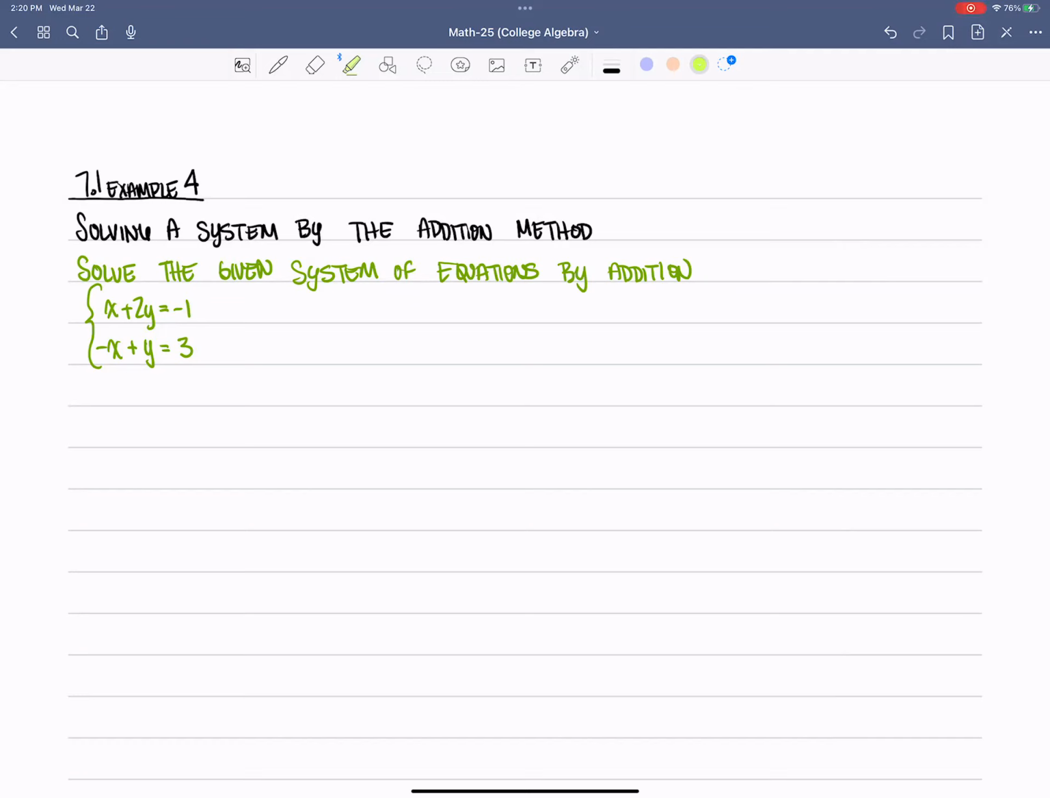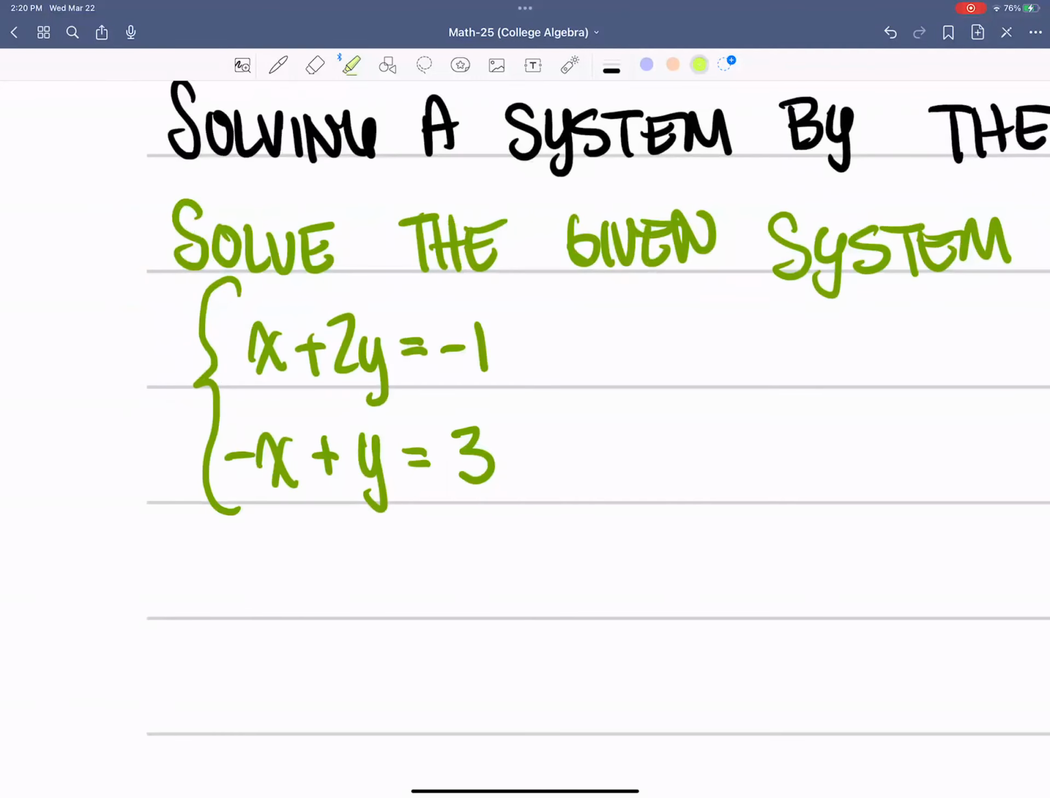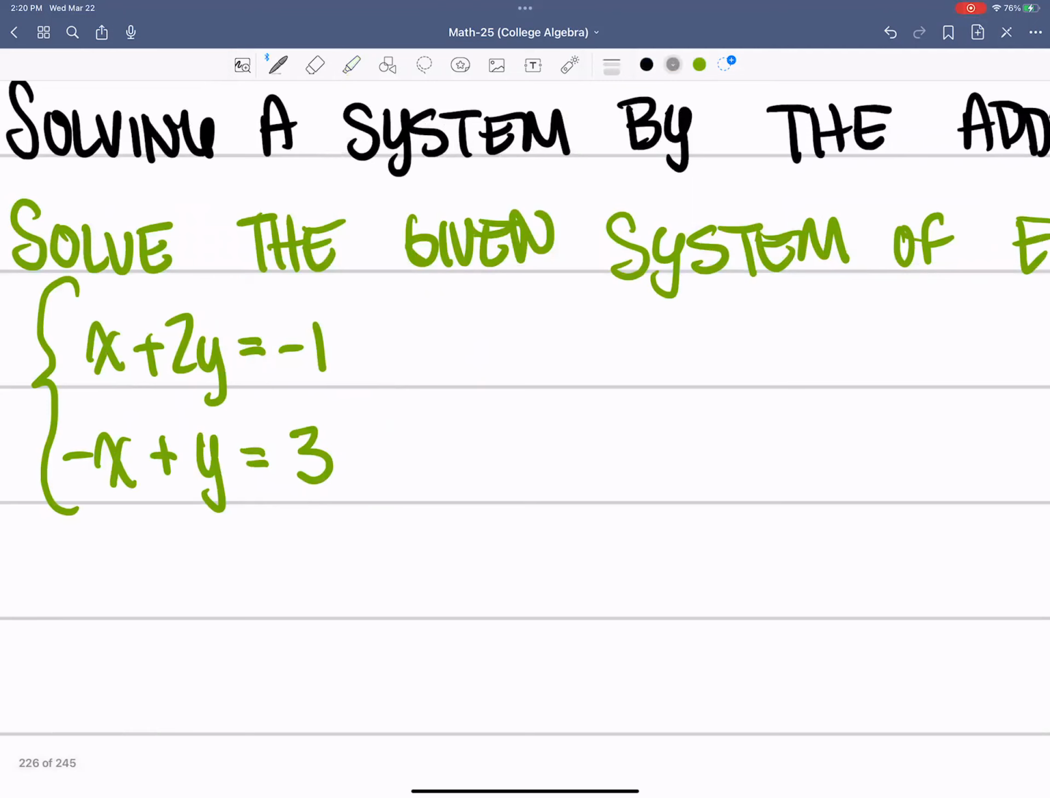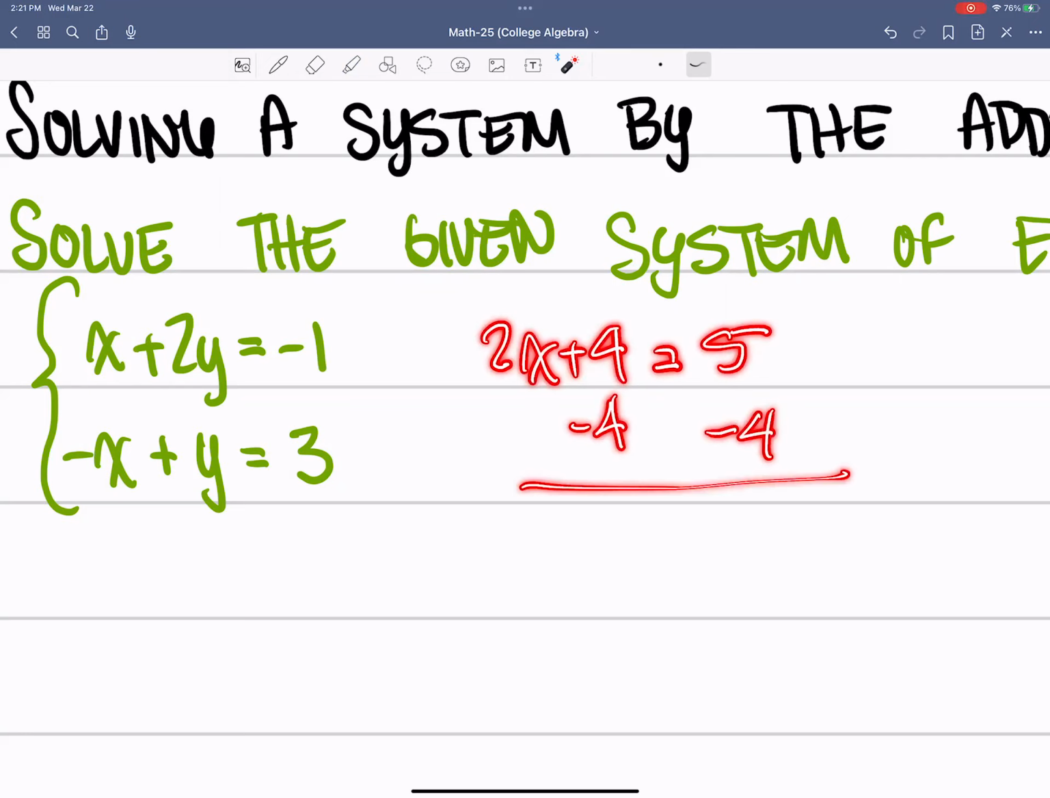The previous example was a little easy, but there are times where you could just add stuff together to eliminate one of the variables. Think of when we have 2x plus 4 equals 5. To get x by itself, we could do the opposite, just adding the opposite together. This ends up disappearing from that left side.